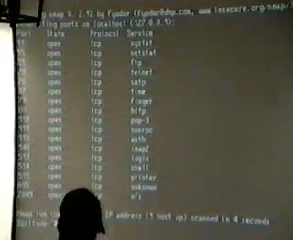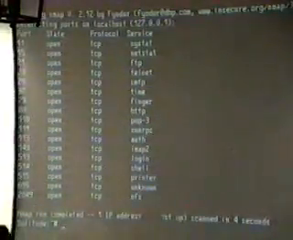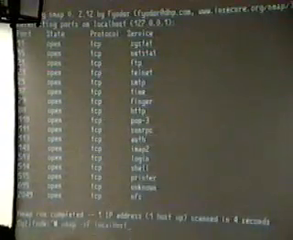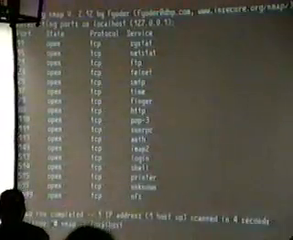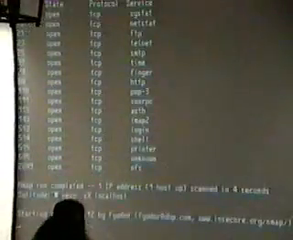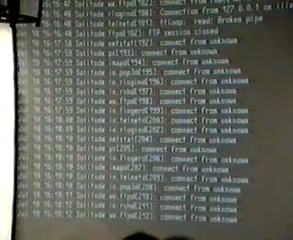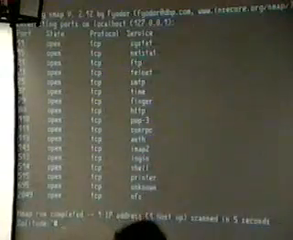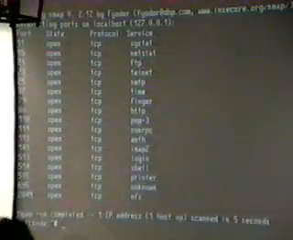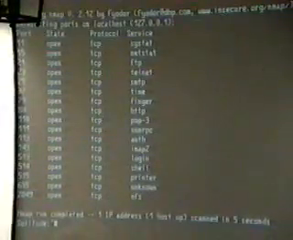The next one's a Christmas scan. Christmas scan turns on the FIN, URG, and PUSH flags. That's done by a -sX, capital X. You don't get anything coming up in your var log messages. And the next one's a null scan. Null scan turns off all flags.